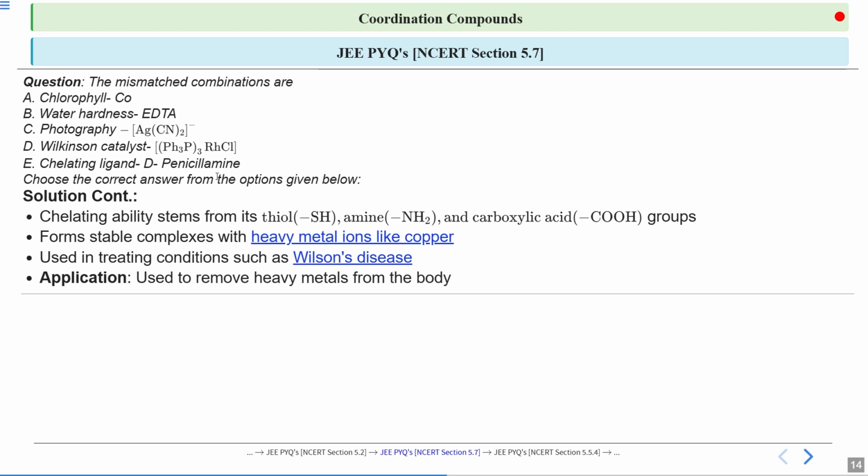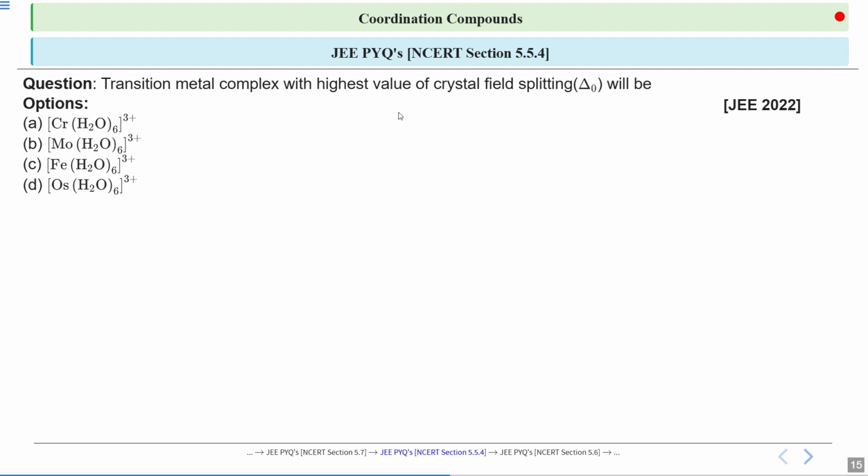Okay, let's move to our next question. This is a JEE PYQ and this is covering the NCERT section 5.5.4. The question is, the transition metal complex with the highest value of crystal field splitting, that is delta naught, will be. So you have to tell which transition metal complex has the highest value of crystal field splitting, delta naught. From the given options you have to choose.